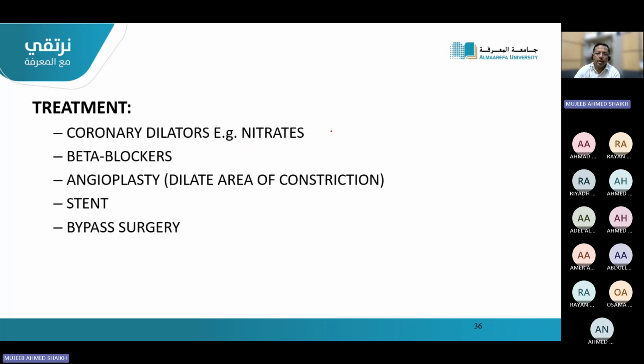Treatment: you can give coronary vasodilators, beta blockers, or angioplasty, which is surgical. That is, you go to the area where the artery is blocked. Let's say this area is blocked. So you can pass a tube up to here and then dilate it. This is called angioplasty. And you can put a stent, a metallic device kept inside the artery so that it does not block again, or it can be bypass surgery.